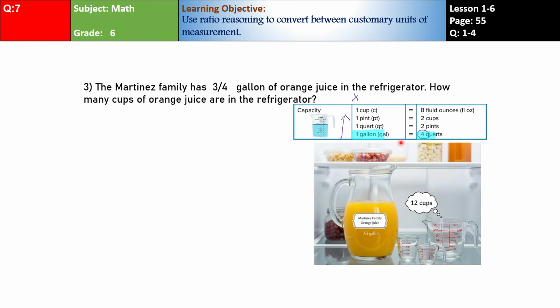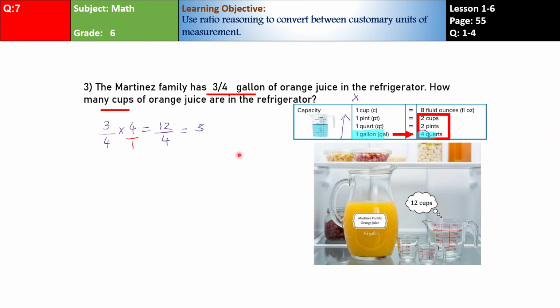Now I will tell you how to solve this same question with the other method. So we can do it one by one. First, what do you have? 3 by 4. So we will multiply 3 by 4 with 4. So 3 by 4 multiplied by 4 gives you 12 over 4. 12 divided by 4 gives you 3.